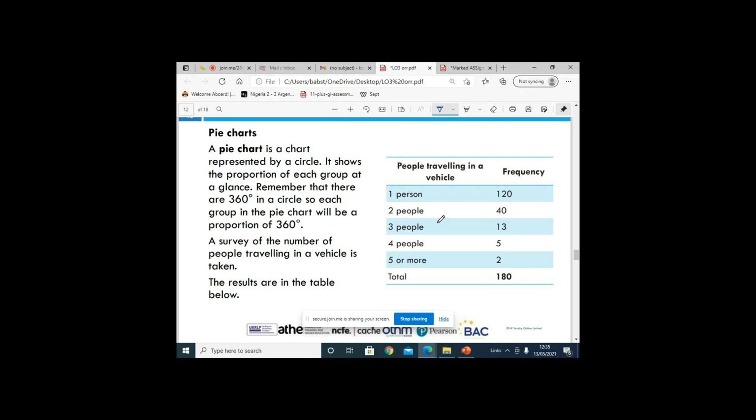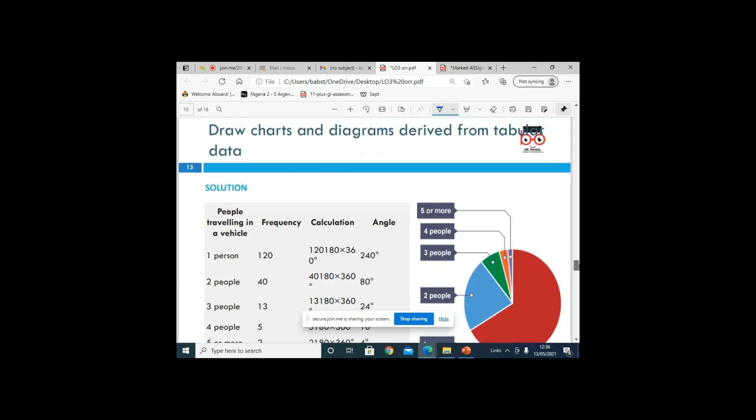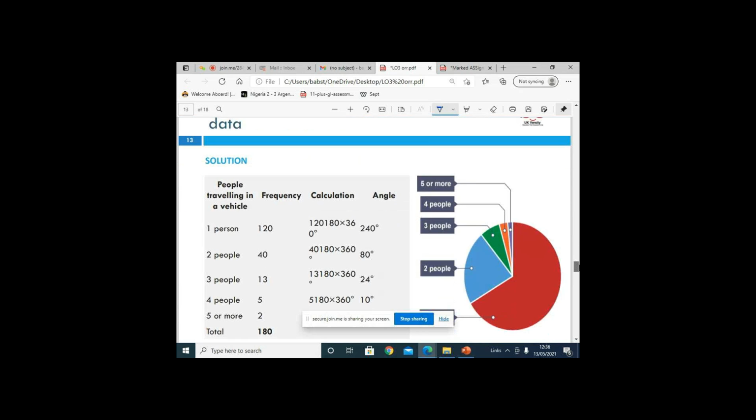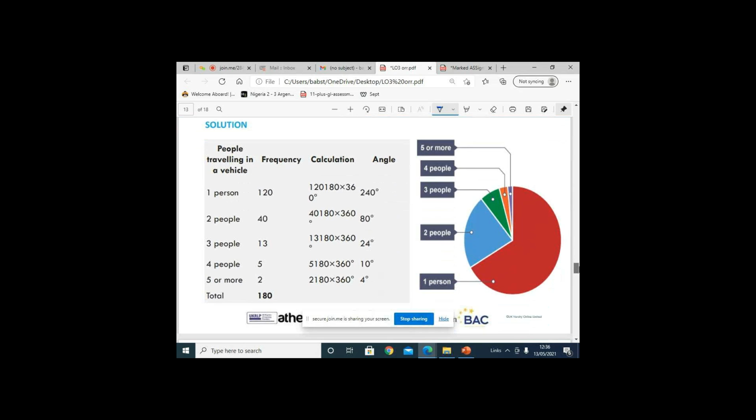Where you saw only one person, that's 120. The cars where they saw two people is 40. Where they saw 3 people is 13. Where they saw 4 people is 5. And when they saw 5 or more is 2. So we want to now use that to draw the pie chart.